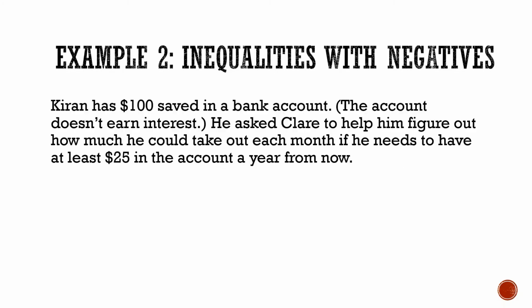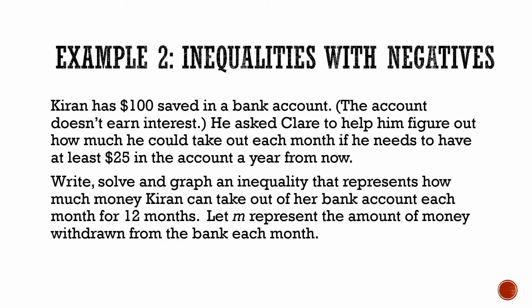Example 2, inequalities with negatives. Kieran has $100 saved in a bank account. The account doesn't earn interest. He asked Claire to help him figure out how much he could take out each month if he needs to have at least $25 in the account a year from now. Write, solve, and graph an inequality that represents how much money Kieran can take out of the bank account each month for 12 months. Let M represent the amount of money withdrawn from the bank each month.